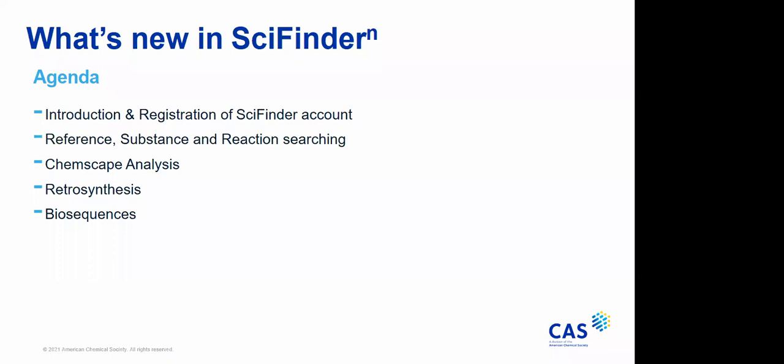So like I said, I will give a quick introduction and talk a little bit about the registration of an account for the new users. And then we will go through the three main types of searching in SciFinder, which are reference, substance, and reaction searching. And then there are some new features in SciFinder-n that were not previously available in the old version, such as ChemScape analysis, retrosynthesis, as well as biosequences. I will also quickly cover these three new features in SciFinder-n.